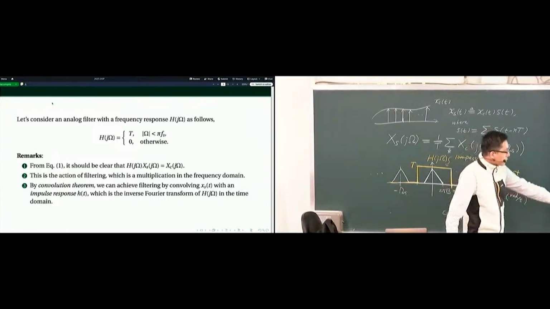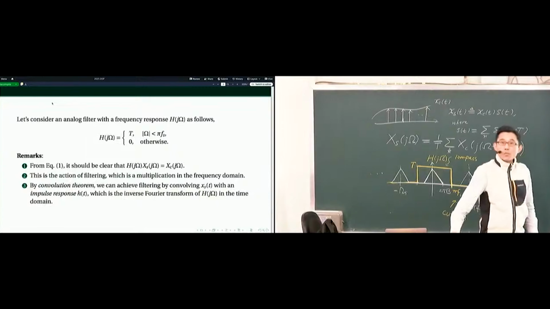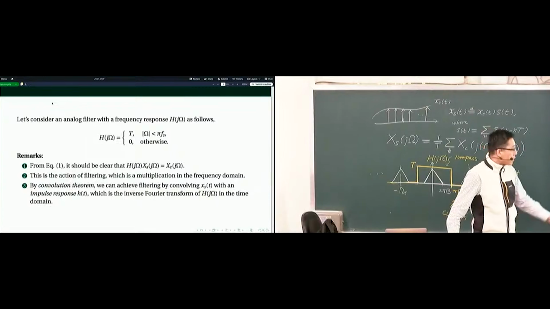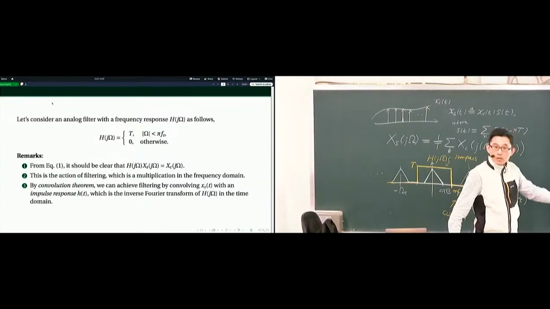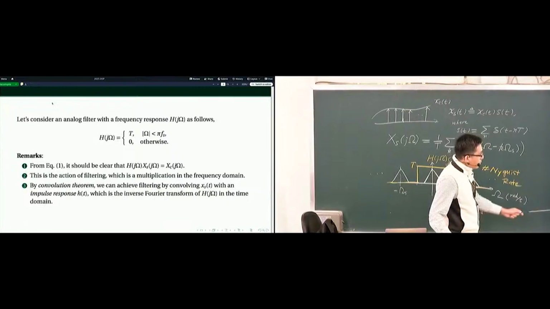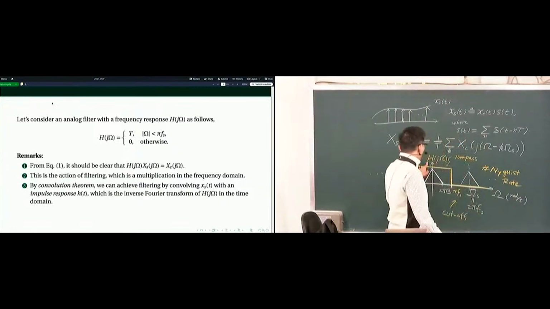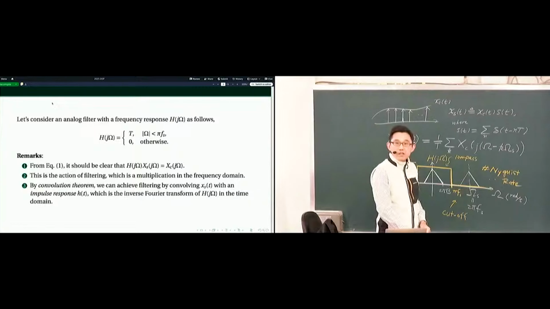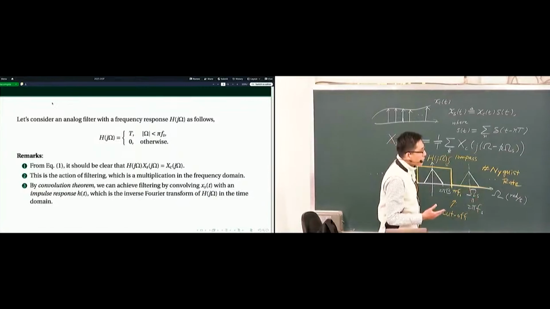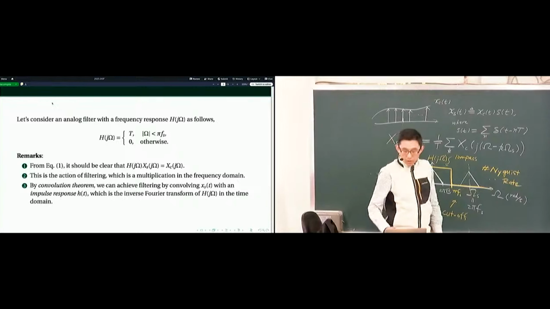So the impulse response, small h and big H, they form a Fourier transform pair. One in the time domain, the other in the frequency domain. They form a Fourier transform pair, a pair. So the impulse response is the inverse Fourier transform of big H, which is defined right here as a constant in the pass band, 0 in the stop band. Is that clear? So far, so good? We want to make sure that we agree on all the terminology right here.